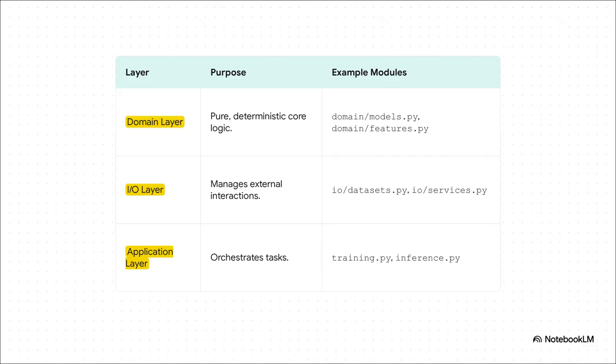Then you have the I/O layer. That stands for input/output. This is the only part of your code that talks to the outside world. It loads data from a bucket, it calls an external service, whatever. And finally, the application layer is the conductor. It orchestrates everything, taking data from the I/O layer and passing it to the domain layer to actually run a training job or serve a prediction. This separation is what makes your core logic incredibly easy to test and reuse.